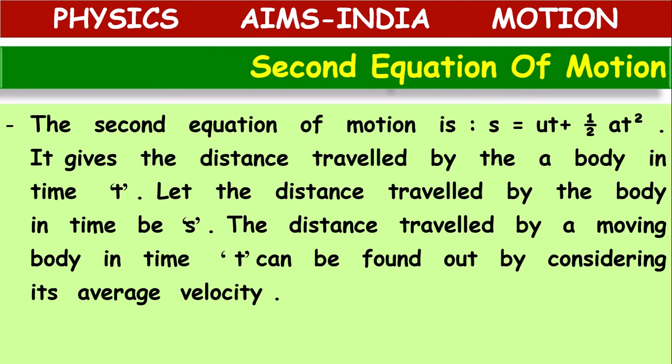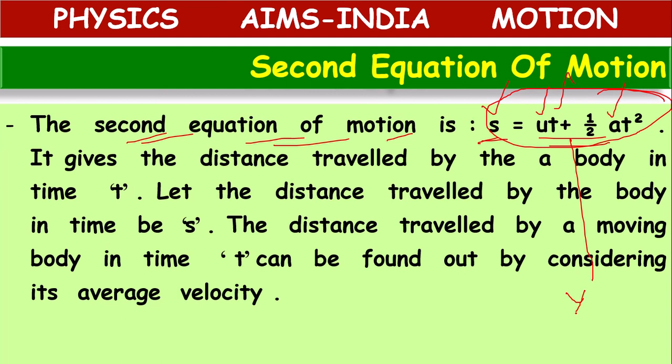Next, we have the second equation of motion. The second equation of motion is s equal to ut plus half at square. We have s, u, t, a here, four quantities, and final velocity v is missing in this equation. So in the absence of final velocity, to find the relation between these four quantities, we will make use of this second equation of motion.